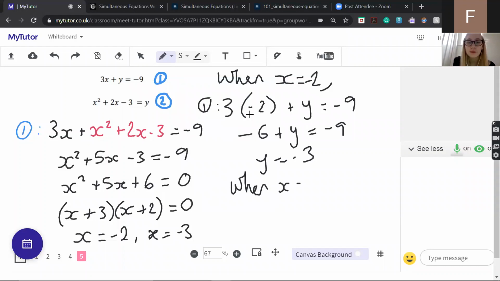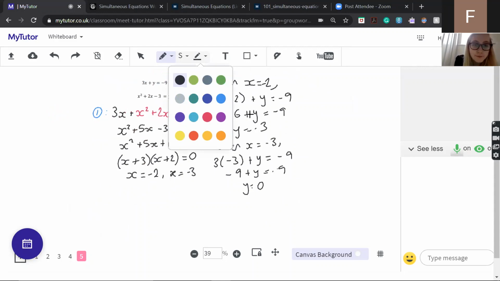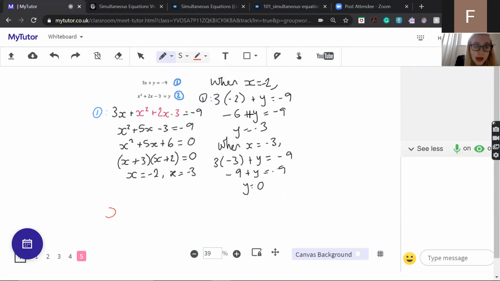And then when x equals minus 3, 3 lots of minus 3 plus y equals minus 9. Minus 9 plus y equals minus 9. So y equals 0. So then, and this is crucial, our solutions are either x equals minus 2 and y equals minus 3, or x equals minus 3 and y equals 0. So that's how you solve them like that with substitution. So now I'll take some questions.